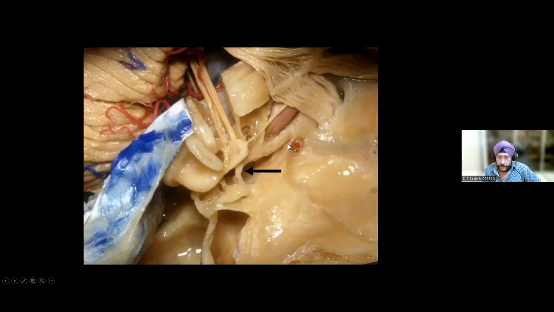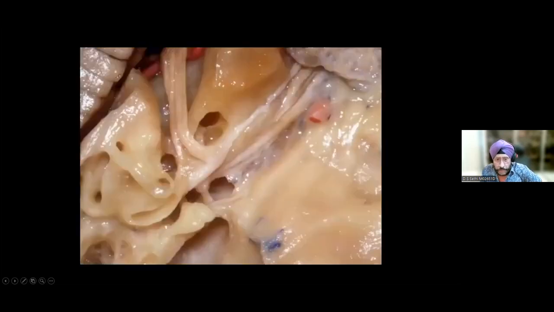Actually, even I don't know, but I'm guessing it is the lesser superficial petrosal nerve, which is lower than the greater superficial petrosal nerve. And most of the time, it can actually exit through the foramen spinosum or anywhere through the petroclival fissure. Now here the carotid artery has been removed, and you can see the entire length of the tensor tympani, and this is the tendon here.